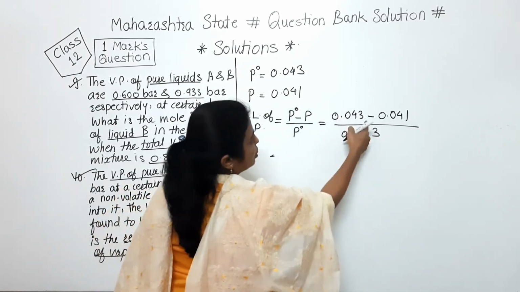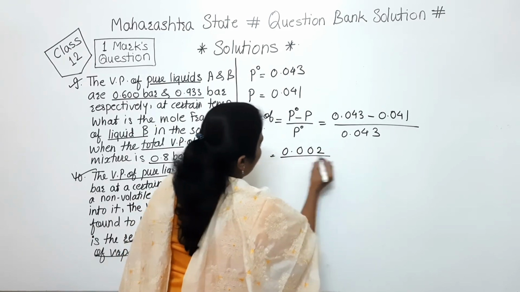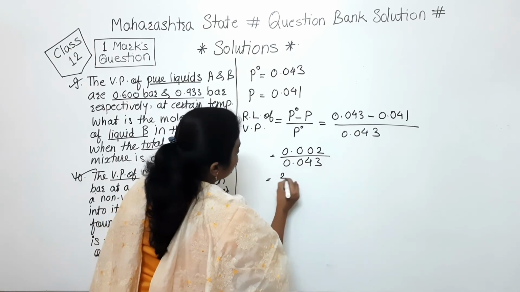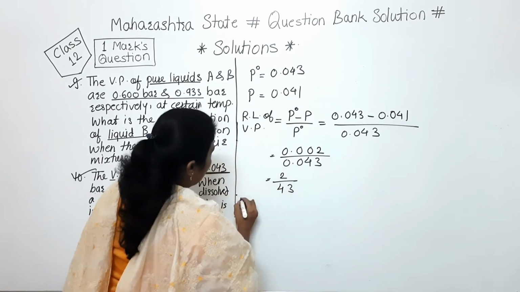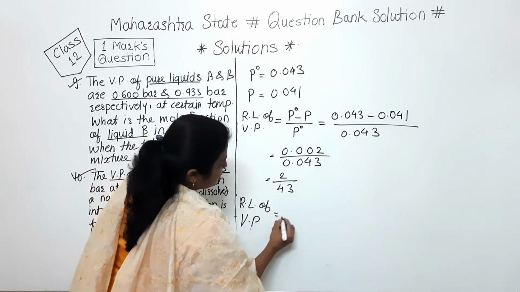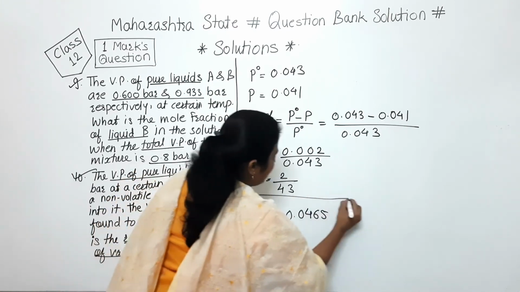P naught is 0.043. So how much will the subtraction come to? 0.002 divided by 0.043. After simplification, 2 divided by 43, and the relative lowering of vapor pressure is equal to 0.0465. This is the answer.